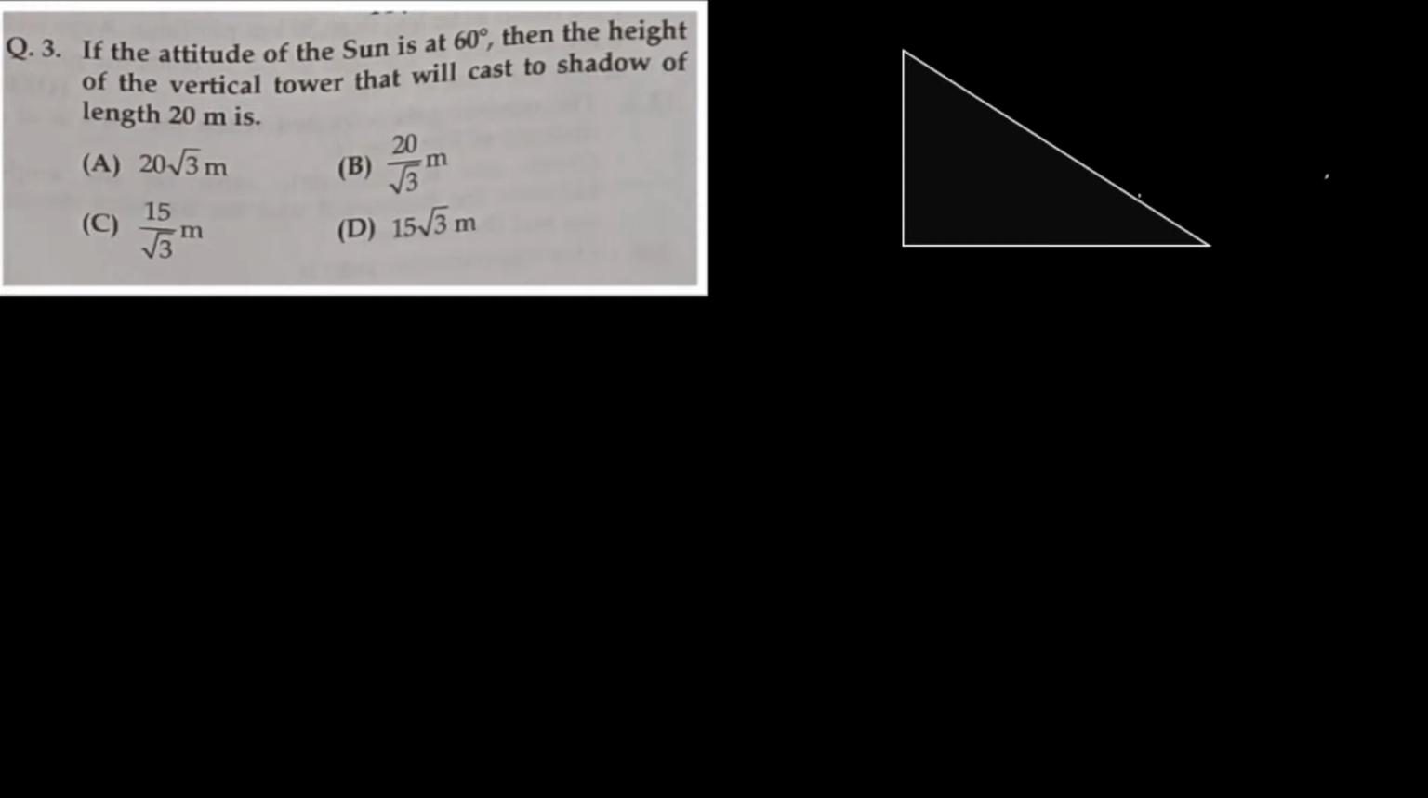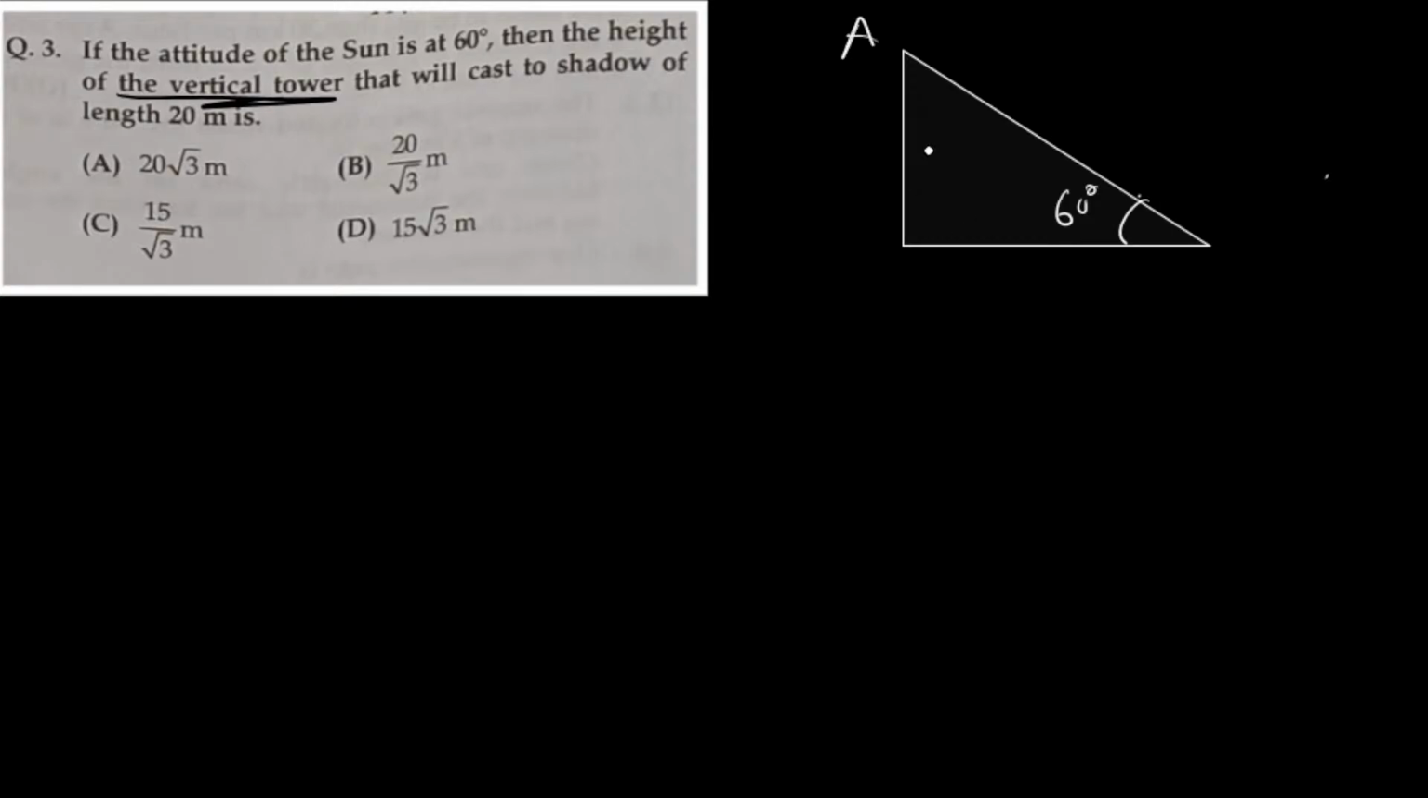Third. This is also based on the information which is given to us. If the altitude of the sun is at 60 degrees, so the angle is given to us as 60 degrees. This angle is 60 degrees. Then the height of the vertical tower that will cast a shadow of length 20 meters, we have to find. The height of the tower is not given to us.